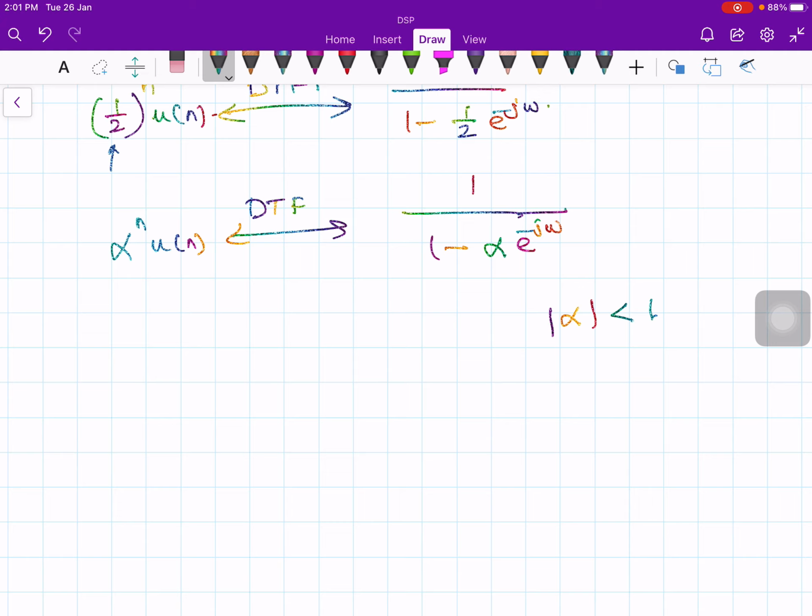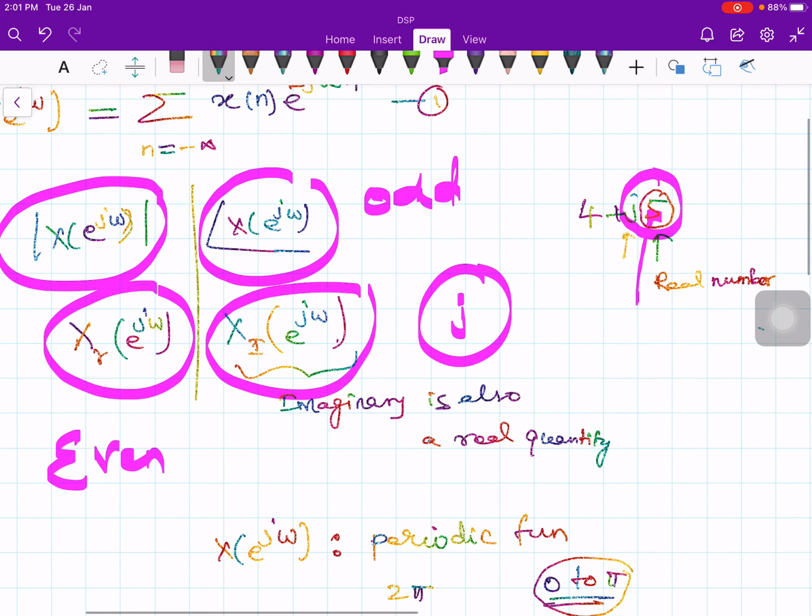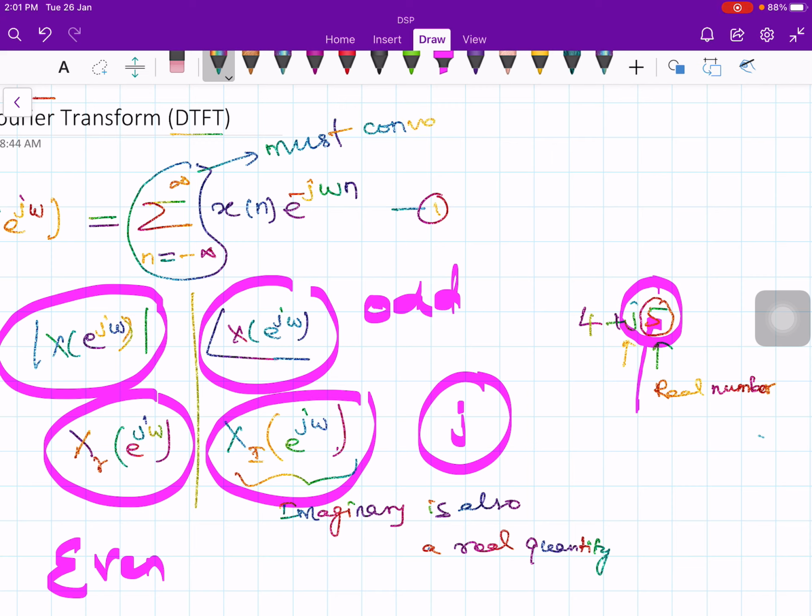Okay, therefore this raises the question of existence of the DTFT, because for all sequences you cannot find the DTFT. The Fourier transform summation must converge in order that the DTFT exists. Okay, so this summation must converge. If it does not converge, then you cannot find the DTFT.